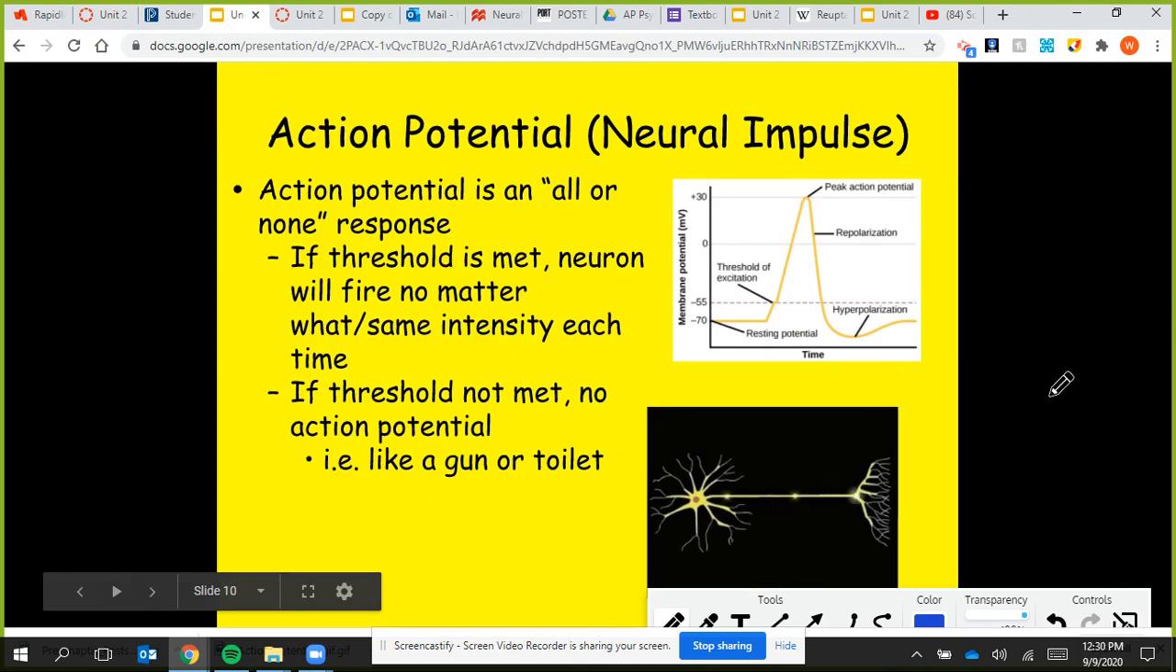Once it reaches the threshold and there is an action potential, this action potential is known as an all or none response. What that means is as long as it depolarizes to the threshold, that neuron is firing no matter what. All it has to do is reach the threshold and the neuron will fire with the same intensity each time.